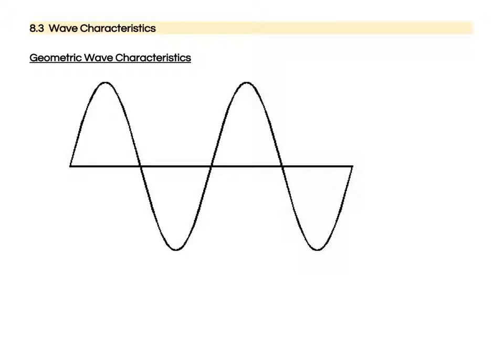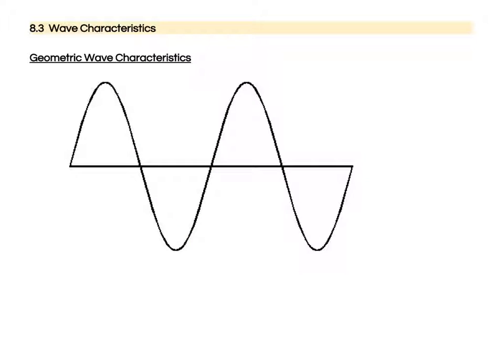Well, the term geometry or geometric usually refers to shapes, and so we can think of it as describing aspects related to the shape of the wave itself. So let's start off with a fairly simple one. The wave we can characterize as having these high points and then these low points.